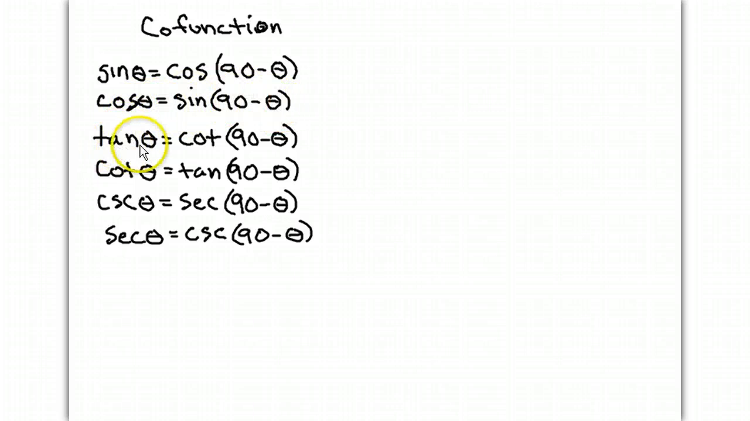And if you have tangent of theta, it is equal to cotangent of 90 minus theta, and the reverse is true, which is cotangent of theta is equal to tangent of 90 minus theta. Same for cosecant and secant.